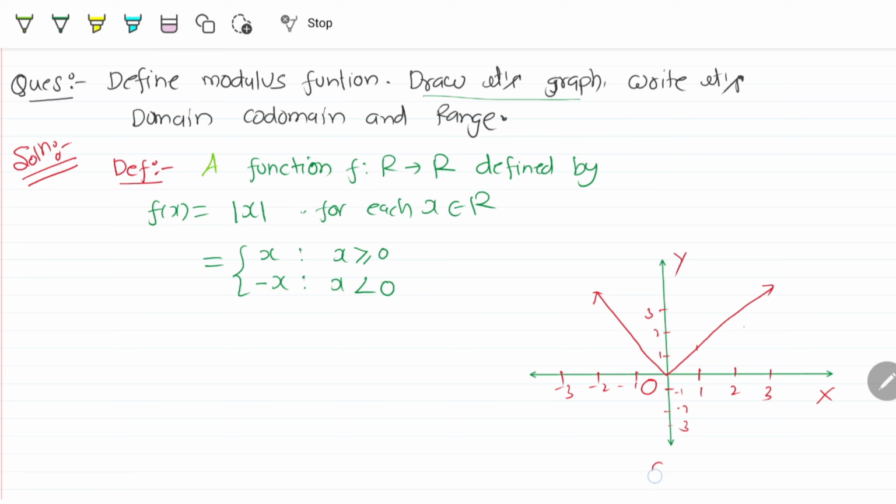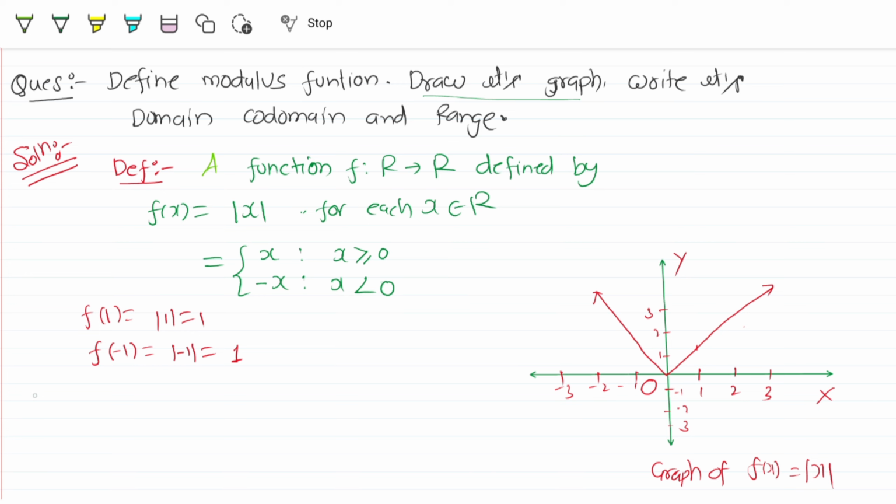So this is the graph of f of x equals mod x. For example, if you put 1, then it will be mod 1, which is 1. Suppose you put minus 1, then it will be mod minus 1, which is again 1, and so on. Next, they have asked what is the domain and what is the codomain.